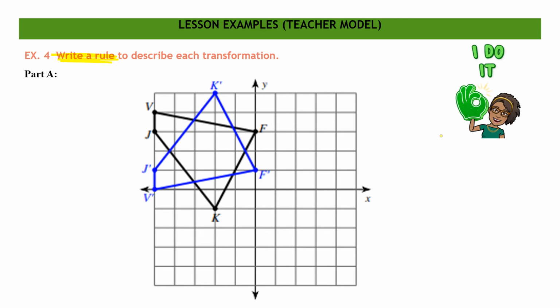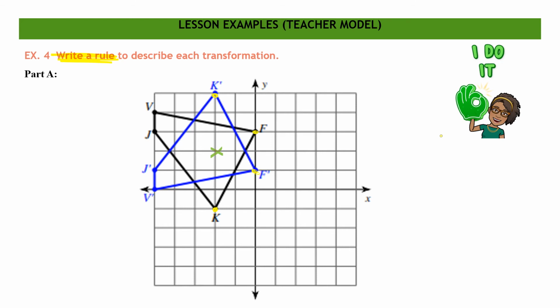So that means I'm looking at any point from my pre-image. Let's look at point K. I know that K and K prime have some fixed distance, and that distance between K and K prime has a midpoint. The distance between K and K prime is 6, so that midpoint is going to be equally distant from K and K prime. From K to the midpoint is 3, and from K prime to the midpoint is also 3. And that is true for every point from the pre-image to the image.